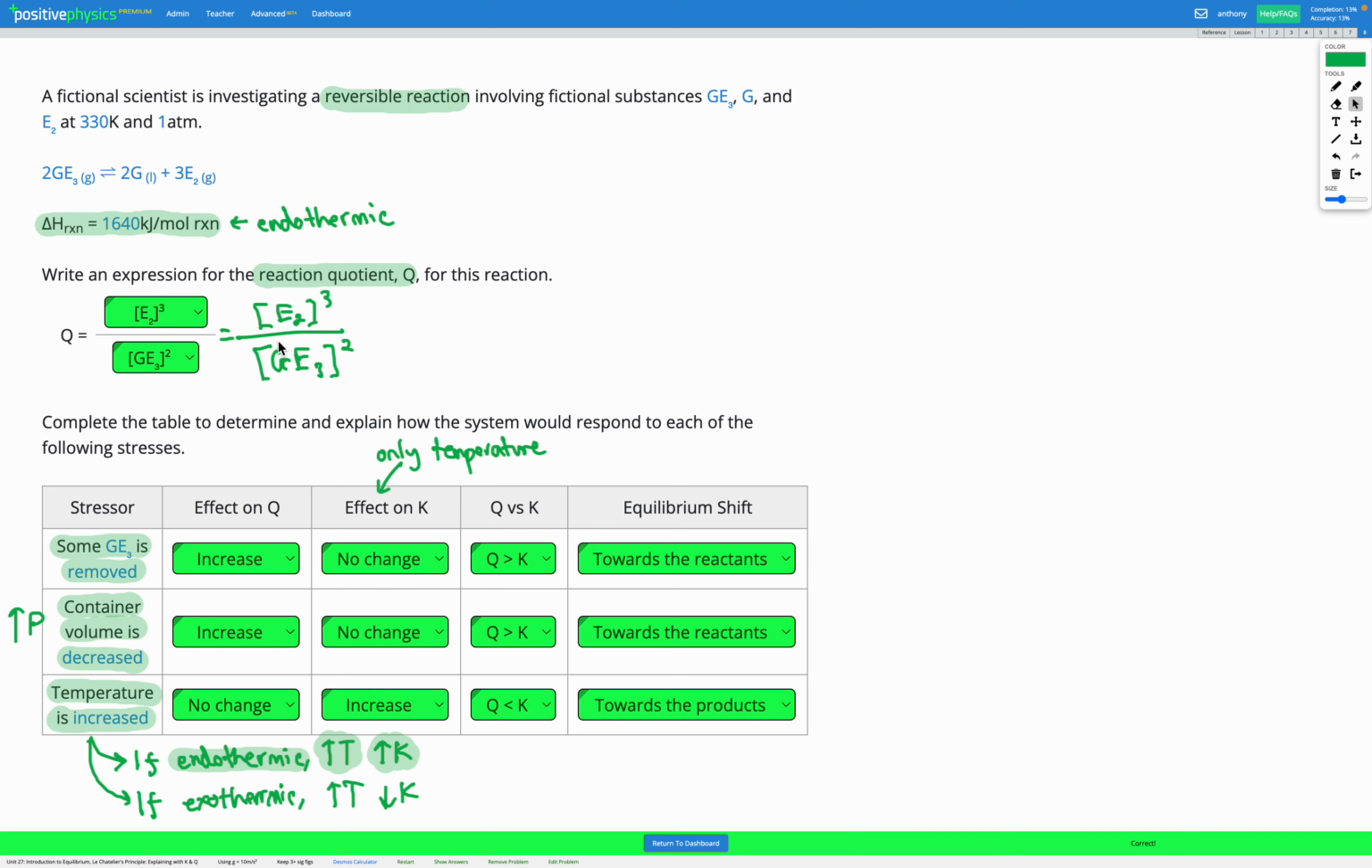That means that in our equation, the top part, the products, is going to get bigger. The bottom part, the reactants, is going to get smaller. Overall, that means Q is going to increase until it reaches K, the equilibrium constant.